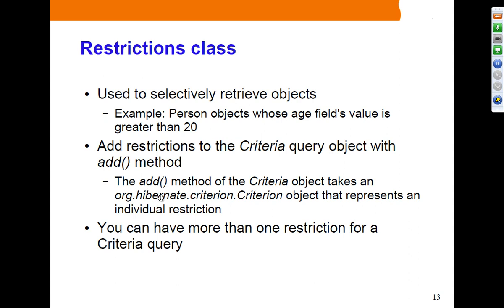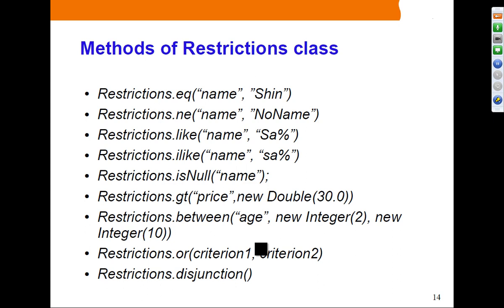The add method of the criteria object takes a criterion object that represents the individual restriction. We're going to see an example in the following slide, so don't worry about this. I'm going to come back to this one later after we see the example. And you can have more than one restriction for a criteria query. So these are the things that you can do with the restrictions object.